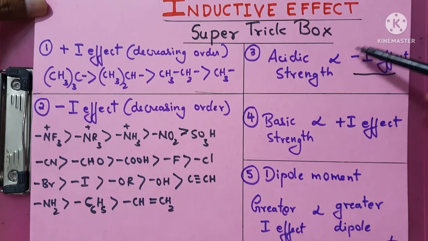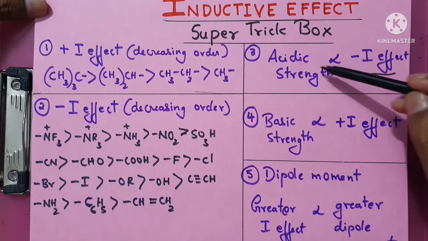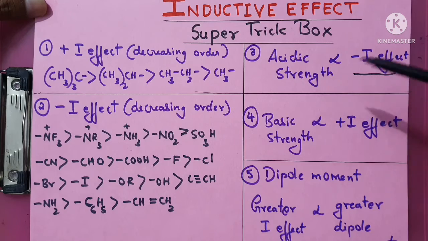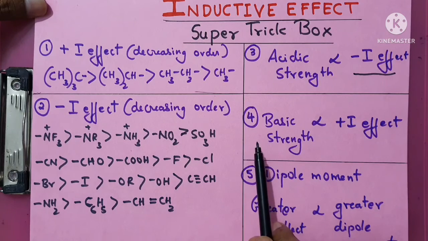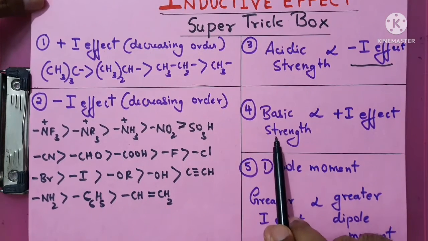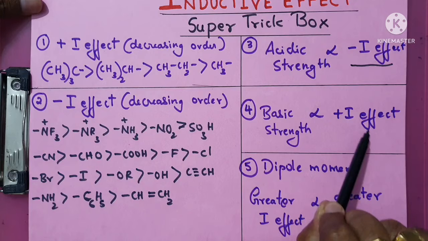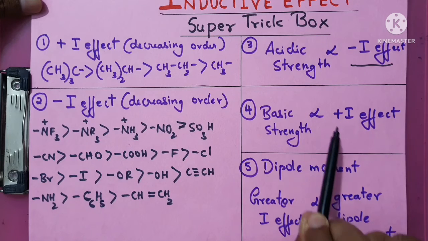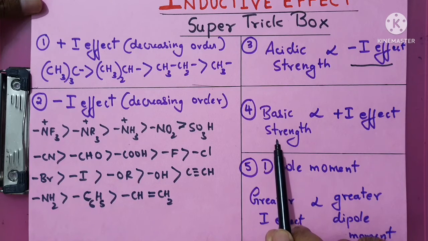We'll just concentrate on this one: the minus I effect is directly proportional to the acidic strength. The next very important point that you should remember is that the basic strength is decided by the plus I effect. The more the plus I effect, the more will be the basic strength of that compound.